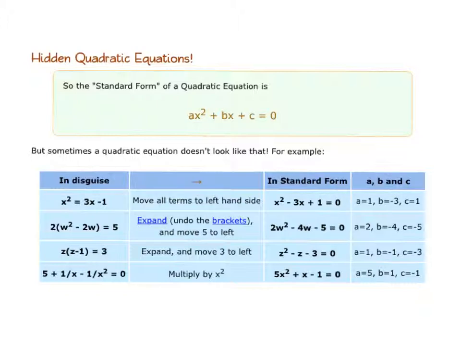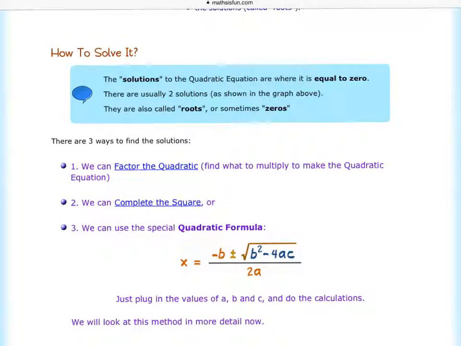All right, let's get started on solving them. All right, so how to solve a quadratic. The solutions to the quadratic equation are where it is equal to 0. There are usually 2 solutions as shown in the graph that you saw. They are called roots or sometimes zeros. So the solutions to a quadratic are called roots or zeros.